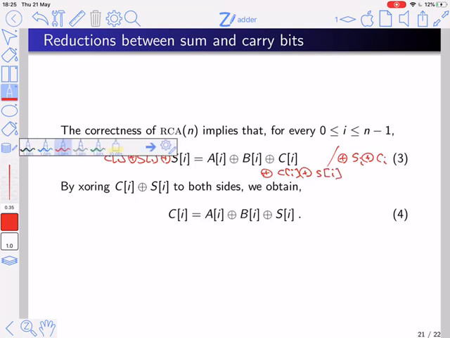Now notice that S_i XOR S_i is 0 and C_i XOR C_i is also 0, so I get that C_i equals A_i XOR B_i XOR S_i. So I can compute the carry bits from the sum bits and the 2 addends, or alternatively I can compute the sum bits from the 2 addends and the carry bit.